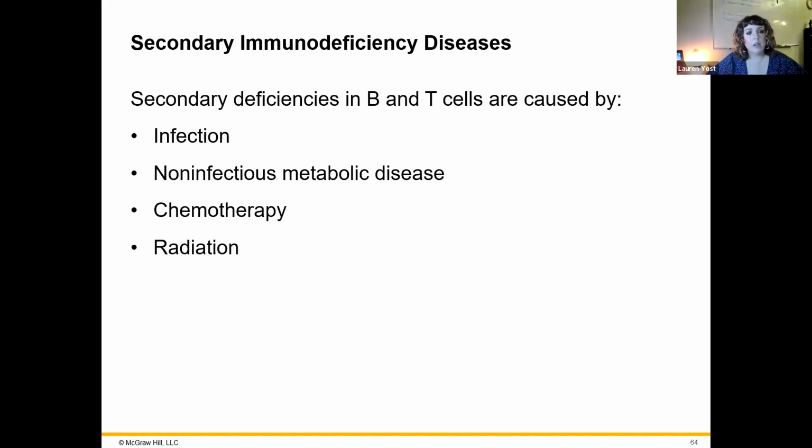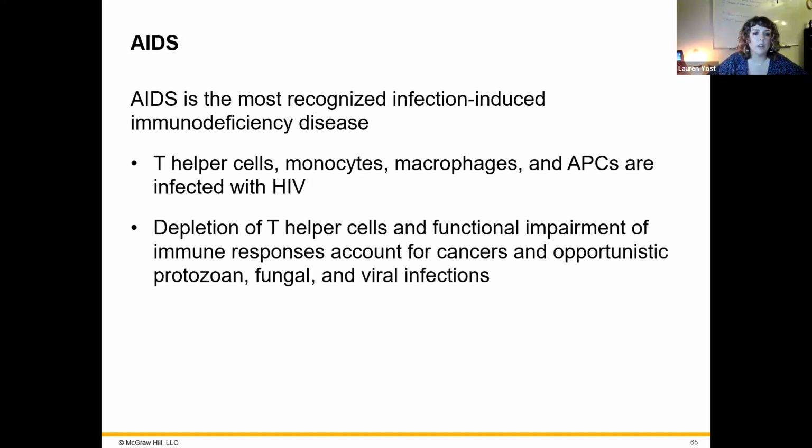So secondary immune deficiencies, here we're talking about B and T cell responses being disrupted by infection or non-infectious metabolic diseases, or chemotherapy or radiation. So we'll start with AIDS. Of course, that's the obvious one.